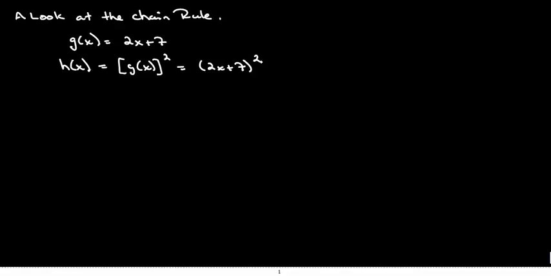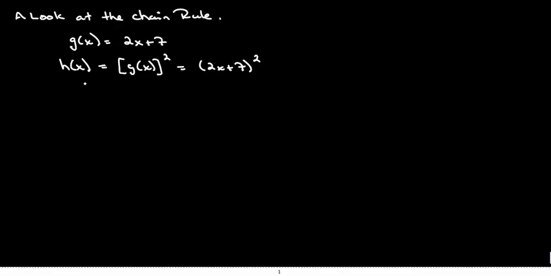So let's say for example we had some function g of x. I don't know what it is. Let's say it's equal to 2x plus 7. And then I wanted to take a look at a new function, h of x, which is going to be g of x squared. Now that would be equal to (2x plus 7) squared.